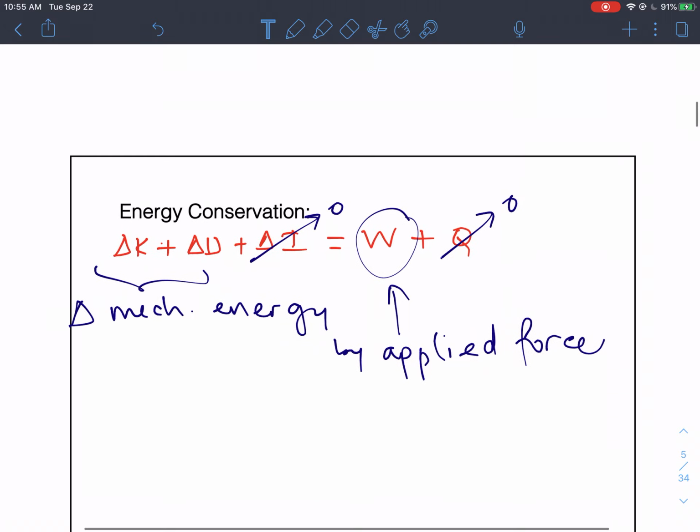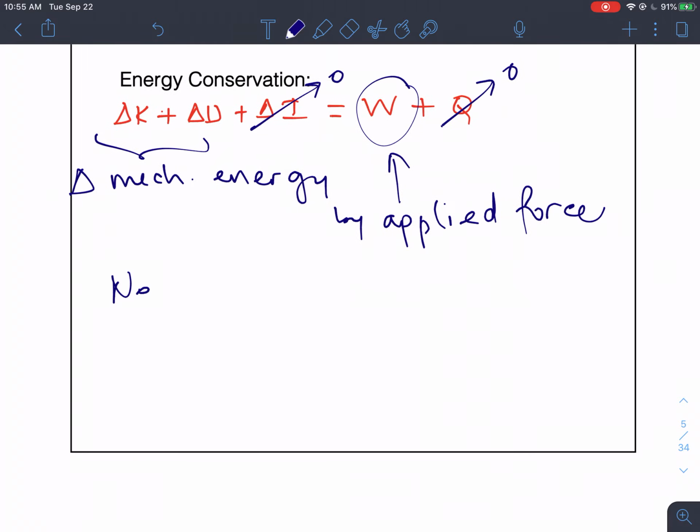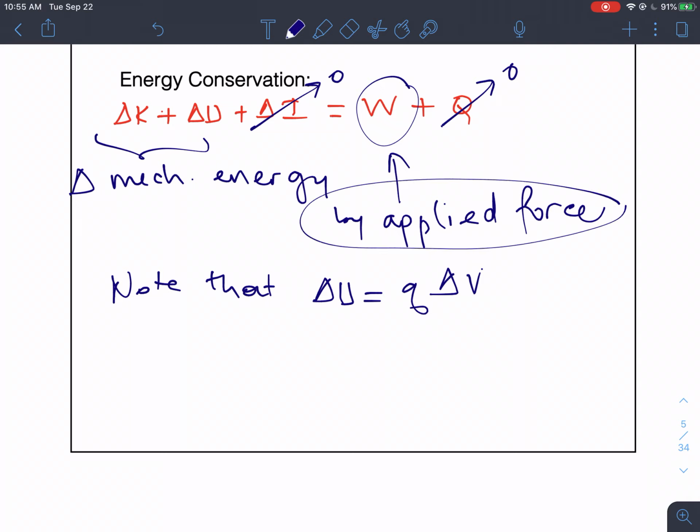And again, let's note that delta U is equal to Q times delta V. Okay, so depending on whether you have the applied force or not, you may have work done, and that's equal to the change in mechanical energy. Okay, that's what we have on the left side.